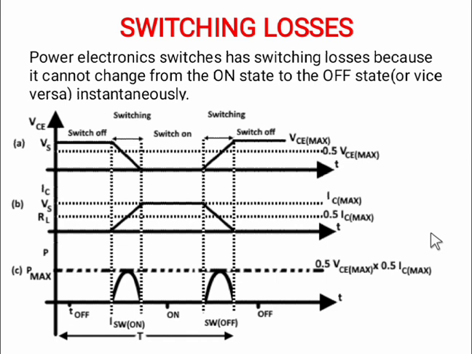If the switching loss increases beyond the limit, we have to connect heat sinks, which dissipate the heat developed across the junction to the environment. If we do not dissipate this heat and the temperature exceeds the limit, there may be chances of permanent damage to the switch because of the high temperature developed across the switch.